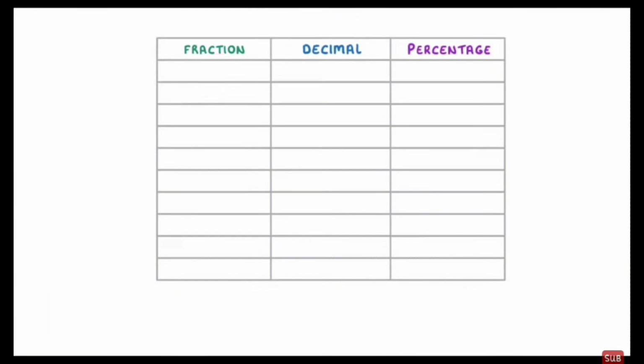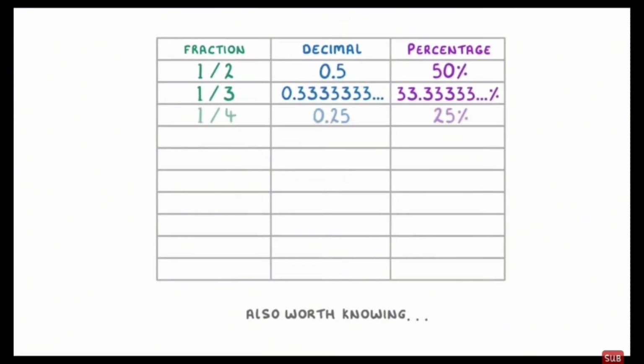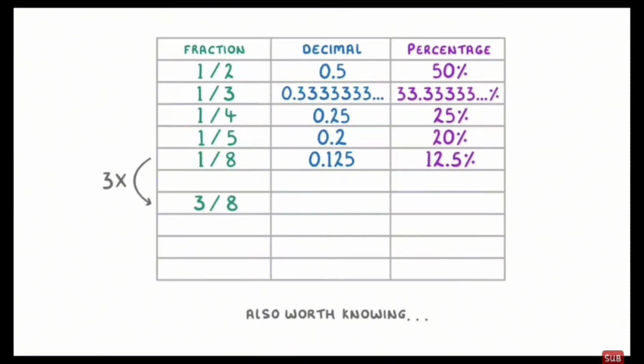We're not going to go through all of them one by one, but just so that you've seen them all, it's also worth knowing 1/2, 1/3, 1/4, 1/5, and 1/8. And if you know all of these, then you can generally work out most of the other ones that you might need. For example, if we wanted to find out what 3/8 is equal to, then it would just be 3 times as much as 1/8. So 0.375 as a decimal, or 37.5% as a percentage.